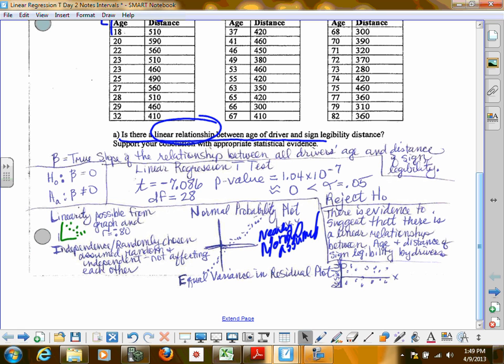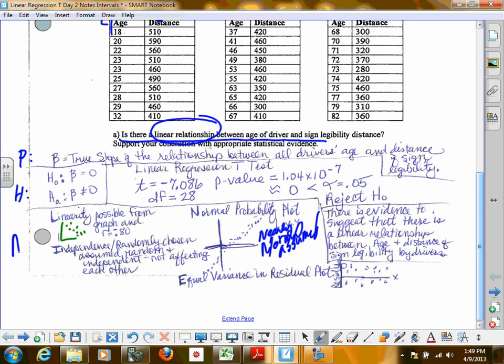Okay, so here we go. All right, first thing of PHANTOMS. Beta is the slope of the relationship between all drivers' age and the distance at which they can read the sign. Here are our hypothesis statements. The null is that the slope is 0. And again, you don't have to write this down. I'll put this online, but I want to zip through this and just kind of follow PHANTOMS with me. The alternative is that the slope is not equal to 0. Okay, so what comes next after P and H?